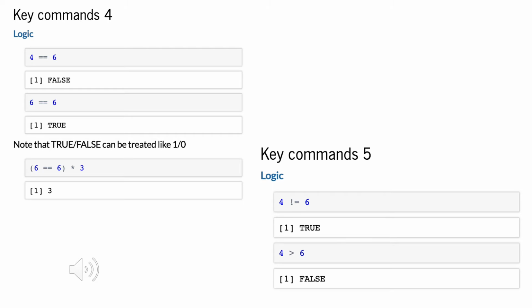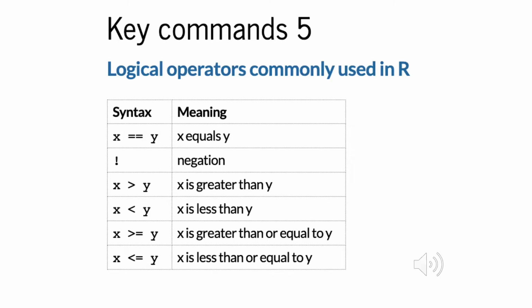We can also ask if numbers differ from each other. We use this with the negation equals sign. So an exclamation point and an equal sign is asking, is 4 different from 6? The answer to that is true. And lastly, we can think about inequalities, shown by the final example. Is 4 bigger than 6? The answer to which is false. Here we summarize the common logical operators that are used in R, most of which we've seen in the previous examples.